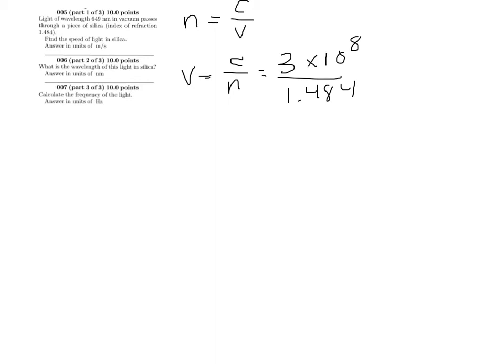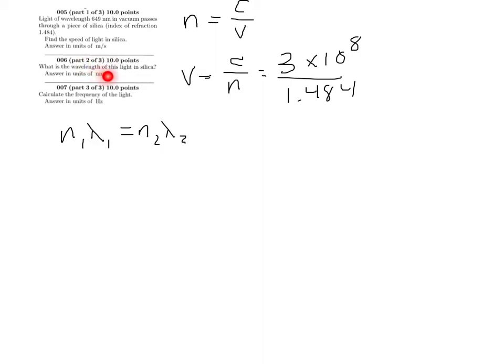The second question says, what's the wavelength of this light in silica? Now, in the last question, we derived the formula that said that n1 lambda 1 equals n2 lambda 2. So if you want the derivation of that, go back to the previous question. Now, in this case, n1 is going to be 1 because that's the vacuum. Lambda 1 is going to be the wavelength of the light in the vacuum, which is 649 nanometers. n2 is going to be the 1.484. And lambda 2 is going to be what I'm looking for. I'm looking for the wavelength.